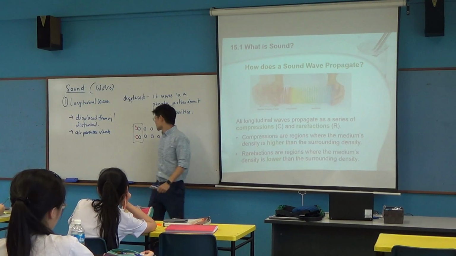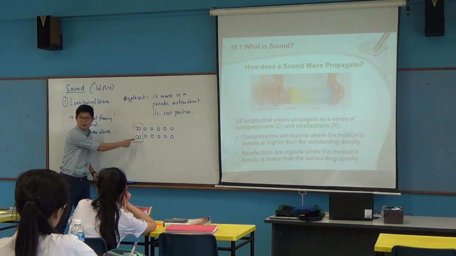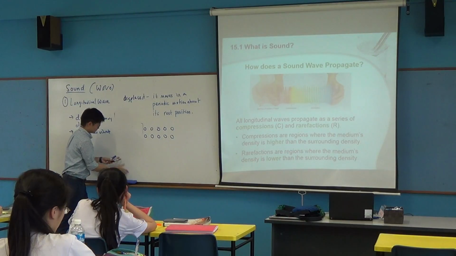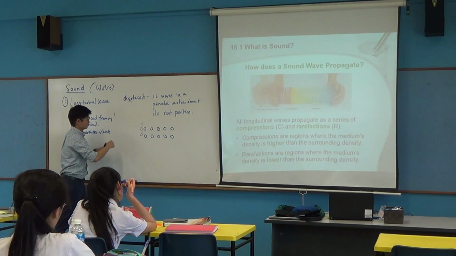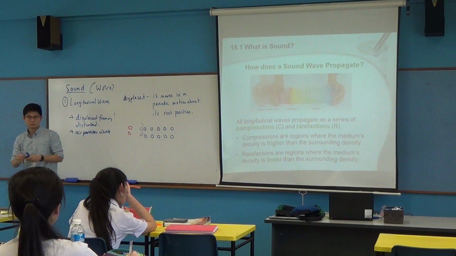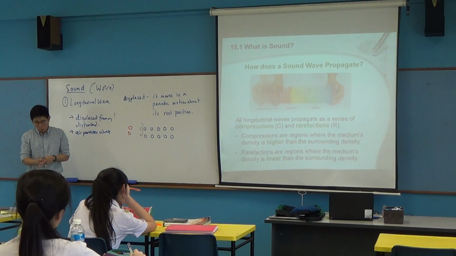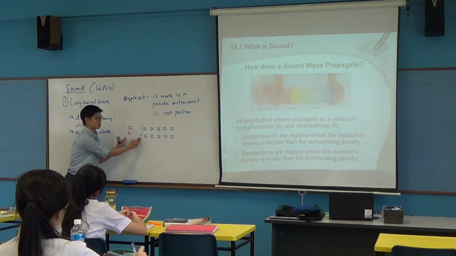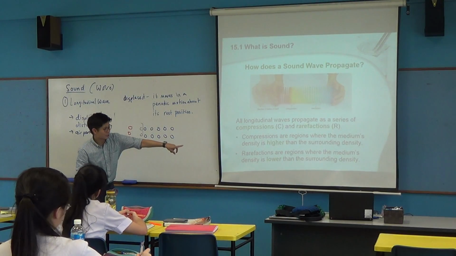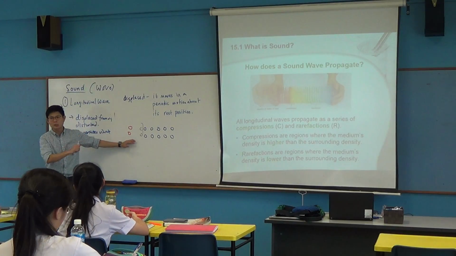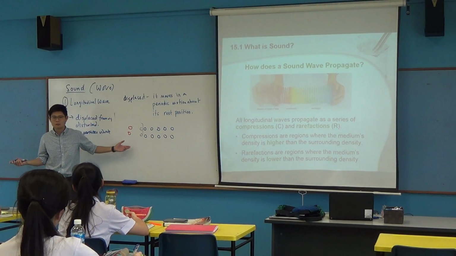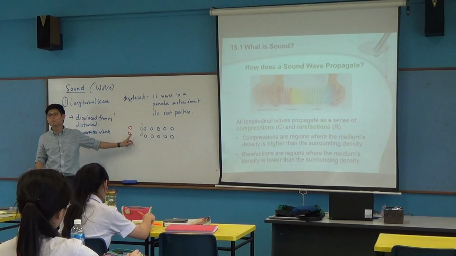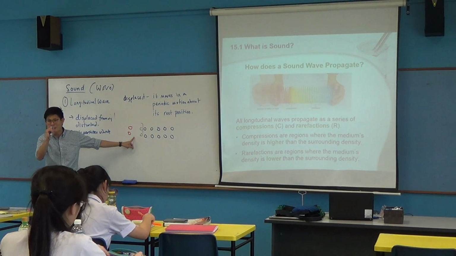Right. Now guys, you come to a point where this red thing moves backwards. Let me show you how to move back. I have passed on, then I move backwards. What happens to the density here? Low, right? Do you call this a compression or rarefaction? Rarefaction is a region where the medium density is lower than the surrounding density. Where is the surrounding? Which one is lower? This one is not. So the benchmark is the surrounding, which is this.